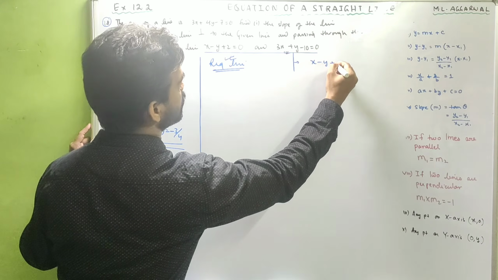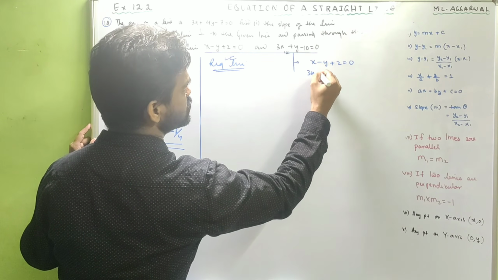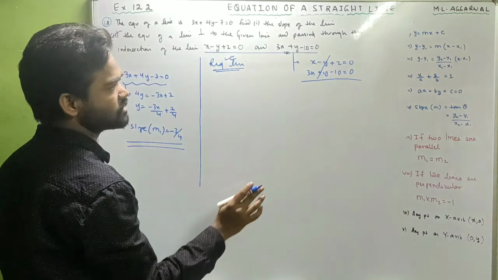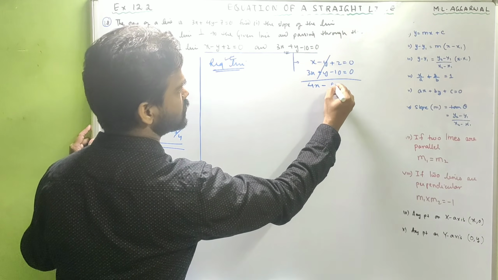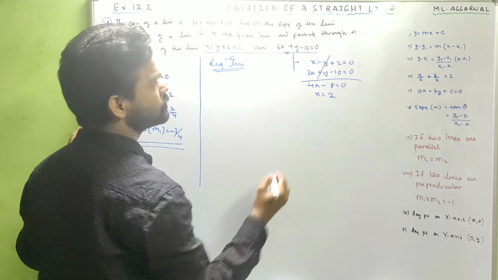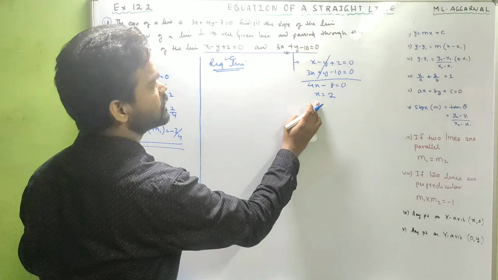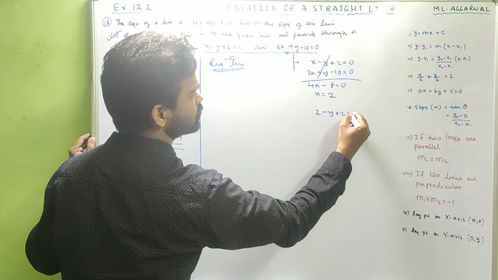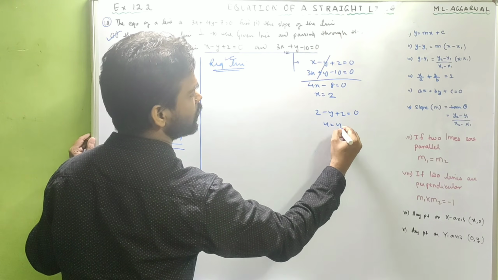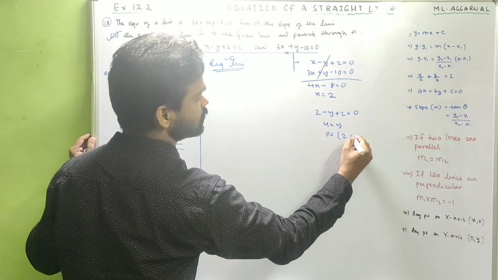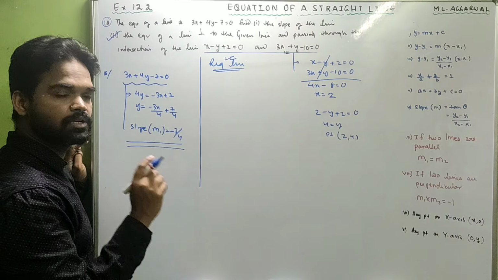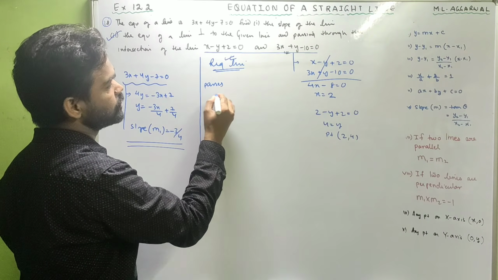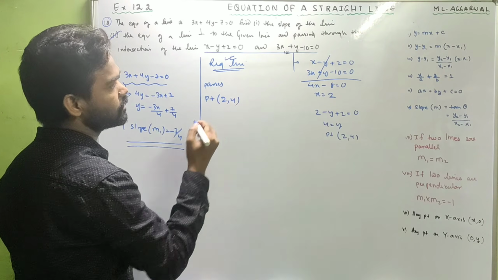x minus y plus 2 equals 0. Simultaneous equations. So if you simply add them, this cancels out. So 4x minus 8 equals 0, or x equals 2, isn't it? Put the value of x in any of the equations. Suppose I put it in the first equation. So 2 minus y plus 2 equals 0, or 4 equals y, which means the point of intersection of these two lines is (2, 4). Now your required line passes through this point only, isn't it?